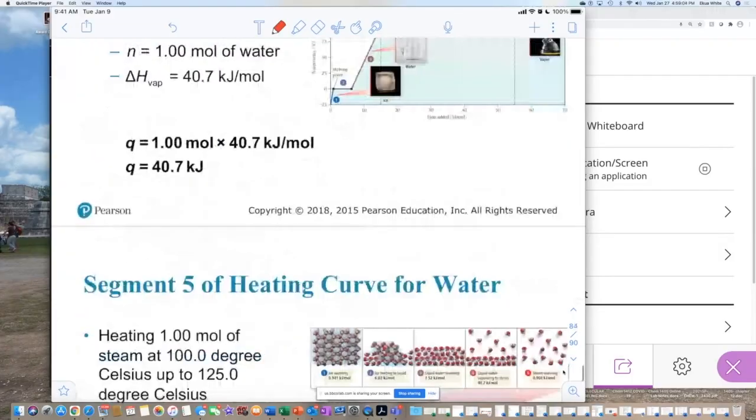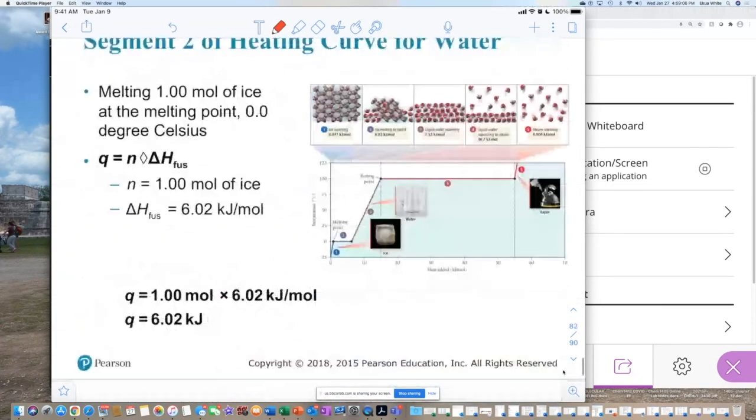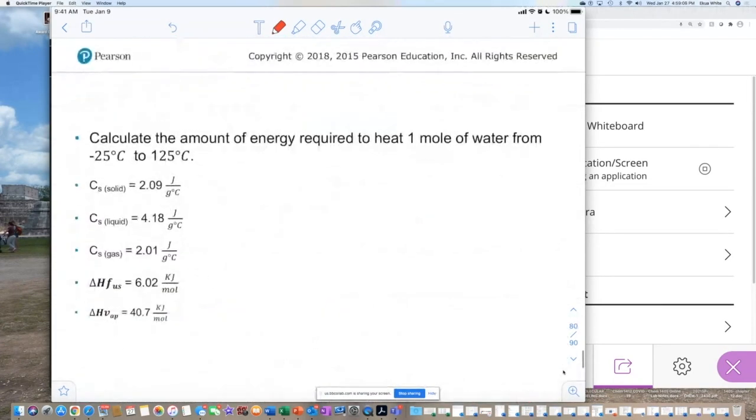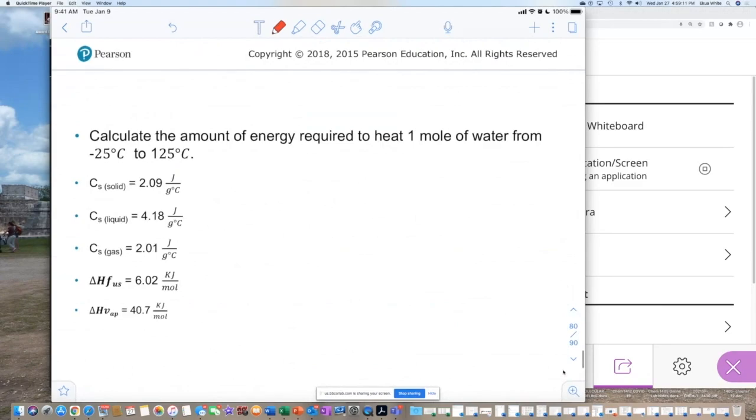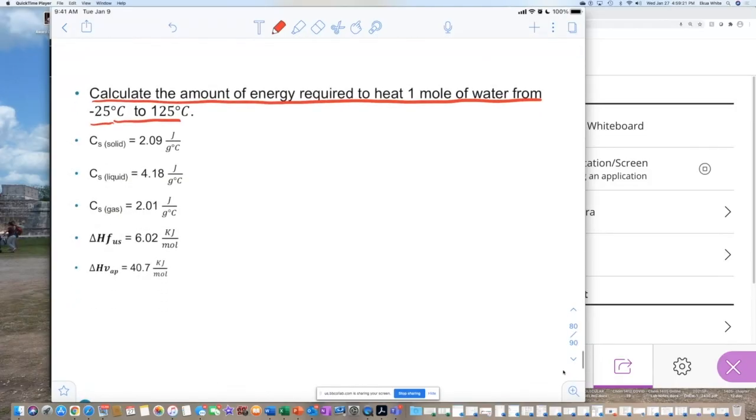Okay? So I worked on a question similar to this yesterday. I'm going to be working on this today, where it says calculate the amount of energy required to heat 1 mole of water from negative 25 degrees Celsius to 125 degrees Celsius. So since I'm dealing with 1 mole of water, and I'm going from negative 25, that's very cold.